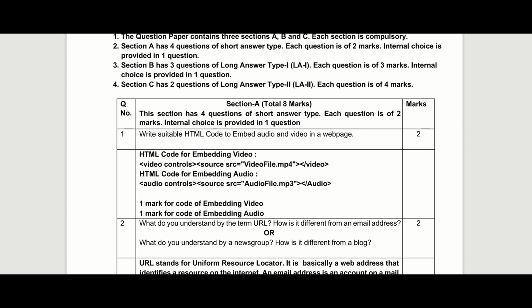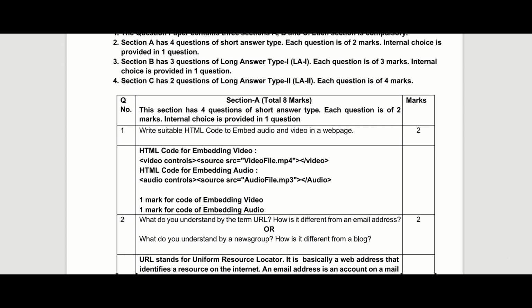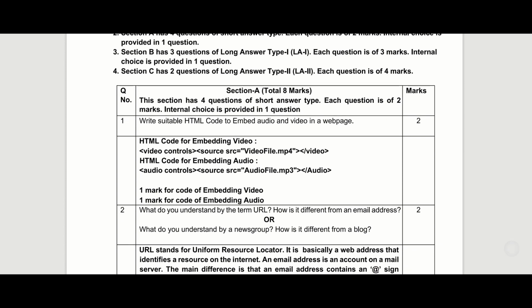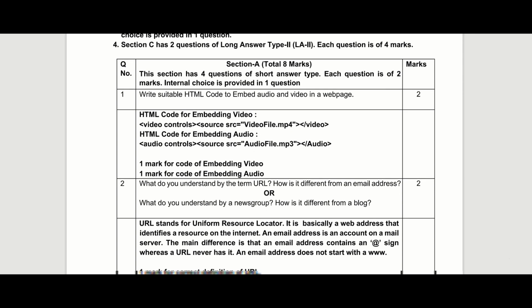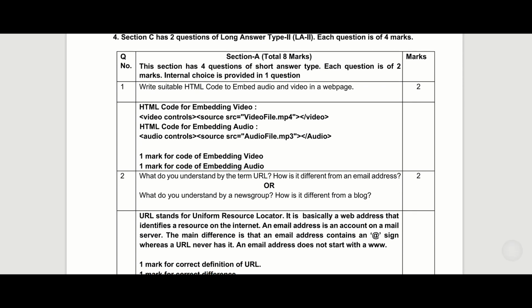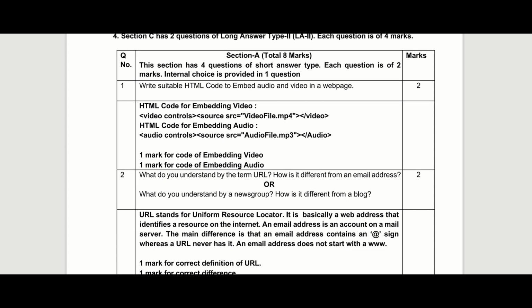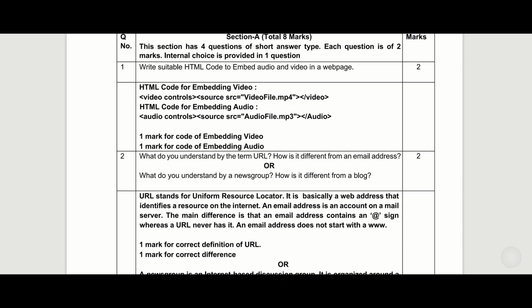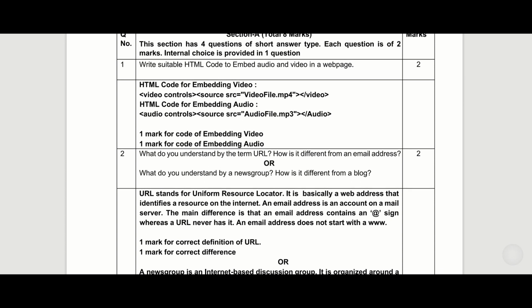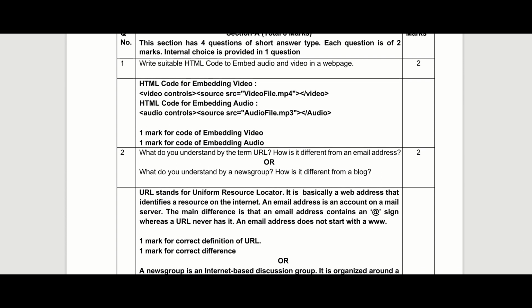Section B is of long answer questions. It has 3 questions, each question 3 marks, and internal choice is in 1 question. Section C has 2 questions of long answer type and each question is of 4 marks. So first, section A: total 8 marks and 4 questions, each question is of 2 marks, only 1 internal choice is provided. So let's discuss the first.